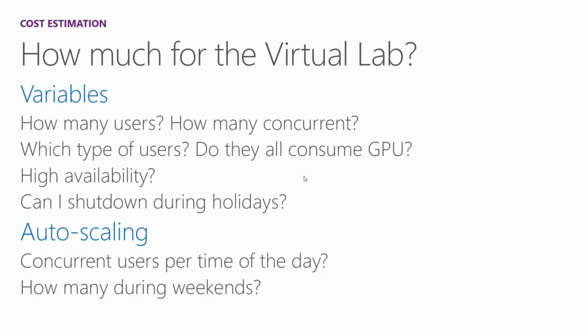And then there are also some questions related to auto scaling. When we talk about concurrent users per time of day, we can decide that and do automation to make sure that we get more machines running during peak hours, or decide how many are working during weekends. If you don't have anyone working during weekends, or very few of them, you might be able to run just one single virtual machine and not have to pay for a lot of machines just to support the workload.